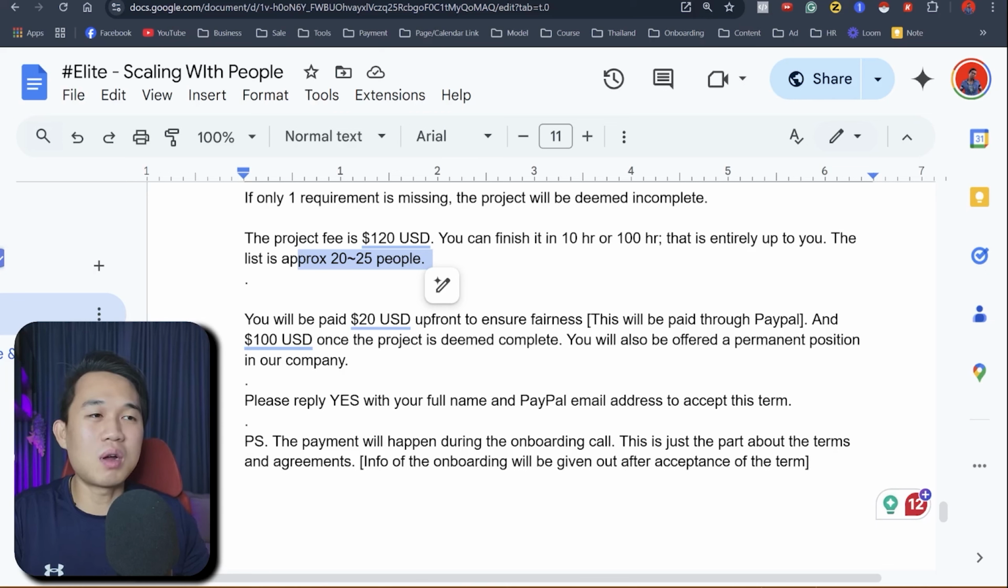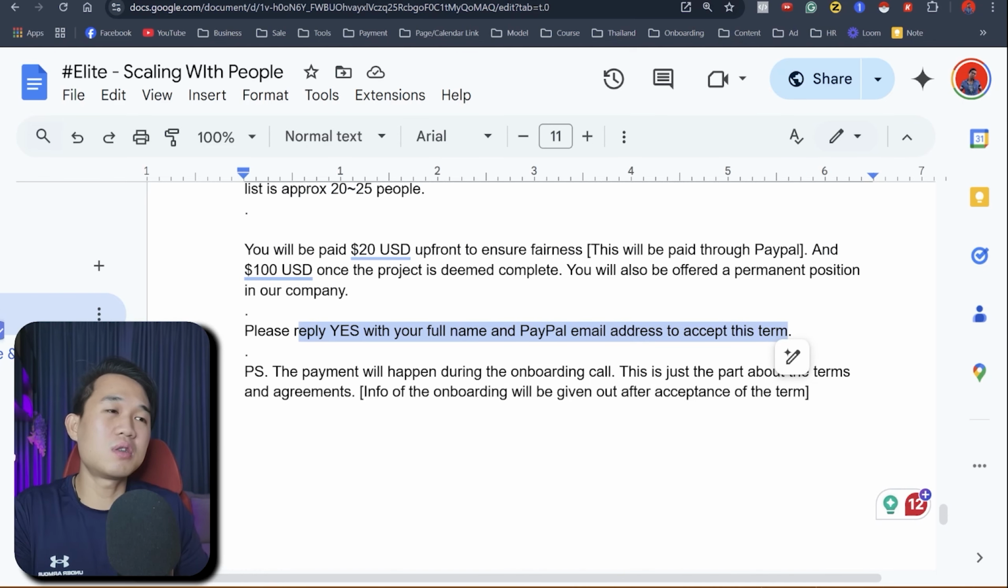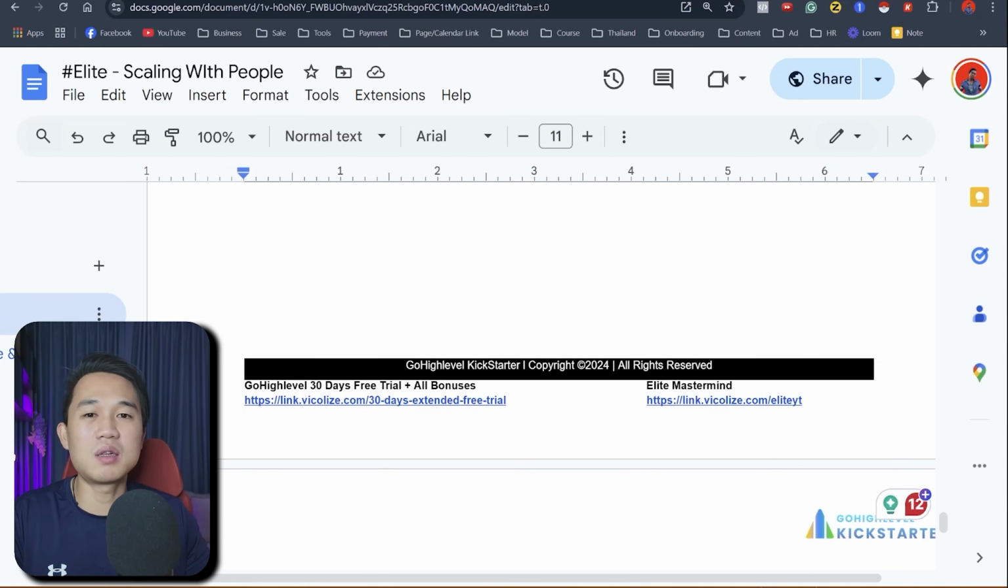And your cost of acquiring this candidate is like 120, which is really cheap. Just to contrast, I paid somebody like 1,500 to place an appointment setter that doesn't work for my agency. If they want to take on this project, just reply yes with the full name and email address to accept this term. If we actually screenshot this, this is kind of like a contract itself, but it's a term and condition to participate in this trial, right?